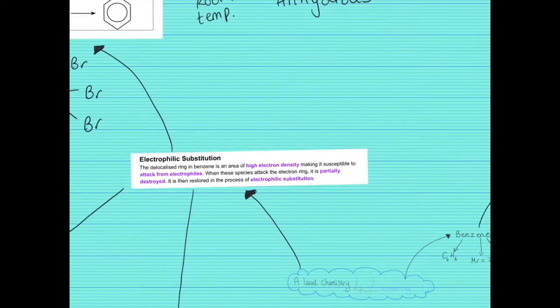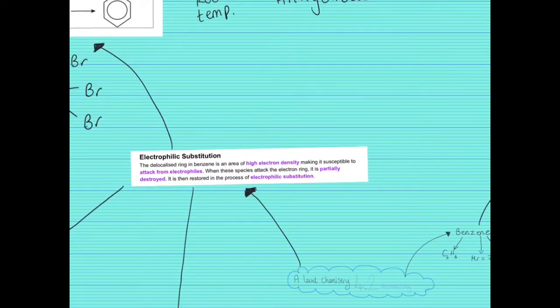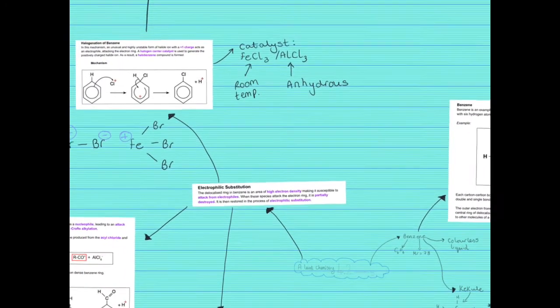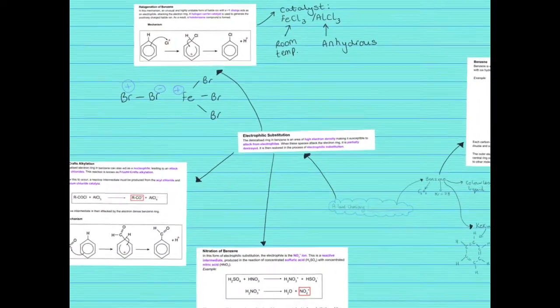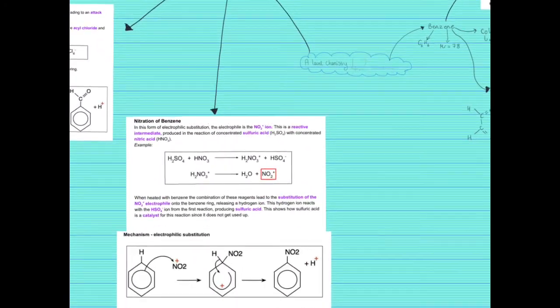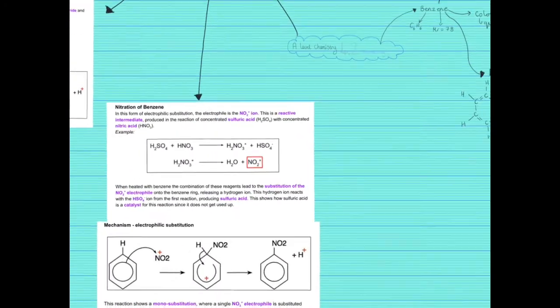Electrophilic substitution then. Because of its delocalized ring, the area in the middle with the p orbitals overlapping, it's got an area of high electron density, which means electrophiles, which are electron loving, will want to attack the electron ring. It is partially destroyed, and then it is restored at the end of electrophilic substitution. So most benzene molecules or aromatic compounds undergo electrophilic substitution, and there's 3 main ones that you need to know about. We'll start off with the nitration of benzene, so that's adding a nitro group.